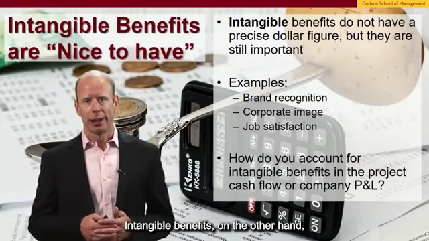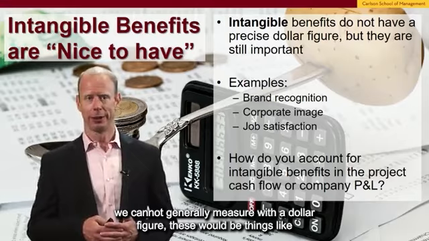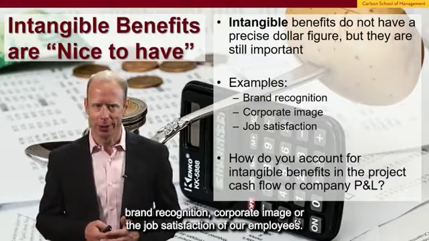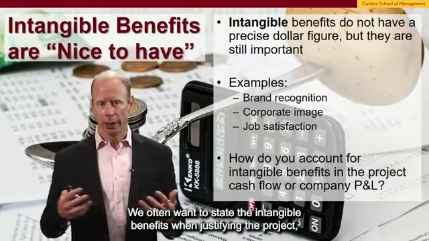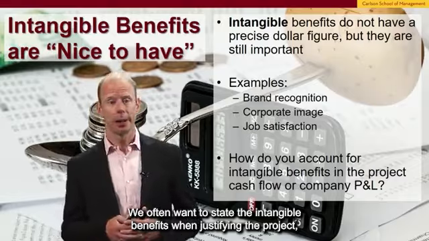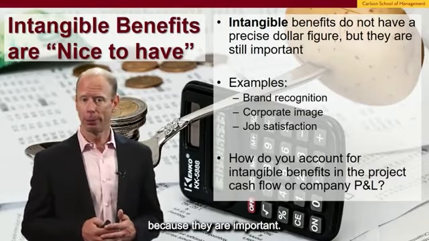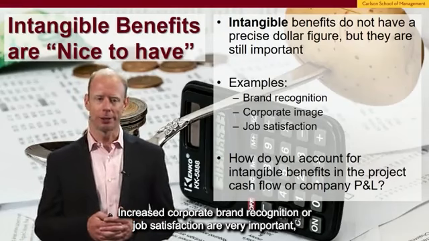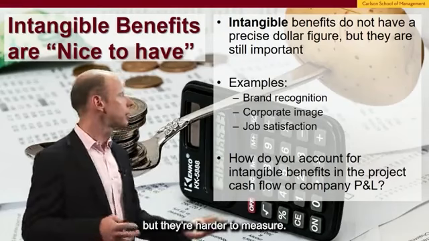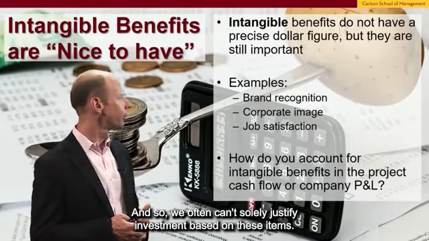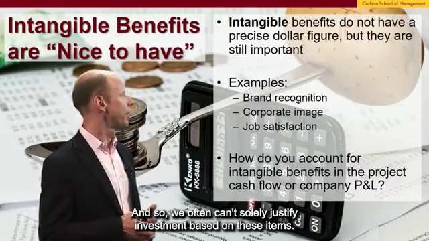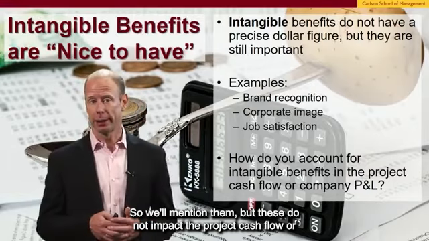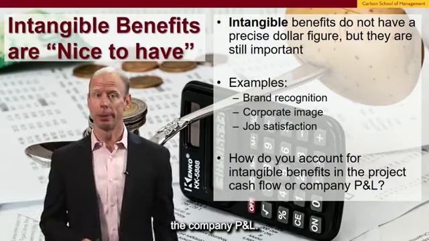Intangible benefits, on the other hand, we cannot generally measure with a dollar figure. These would be things like brand recognition, corporate image, or the job satisfaction of our employees. We often want to state the intangible benefits when justifying the project because they are important. Increased corporate brand recognition or job satisfaction are very important, but they're harder to measure, and so we often can't solely justify investment based on these items. So we'll mention them, but these do not impact the project cash flow or the company P&L.